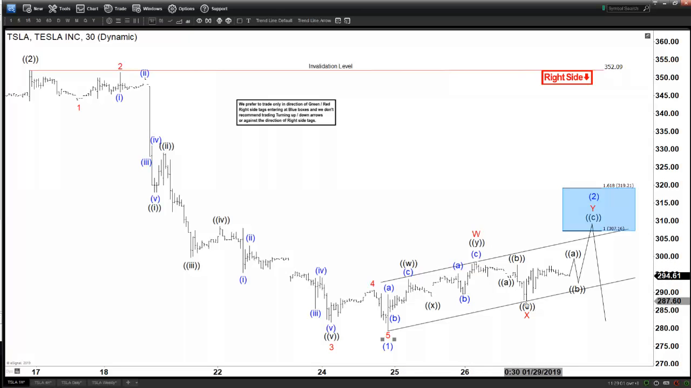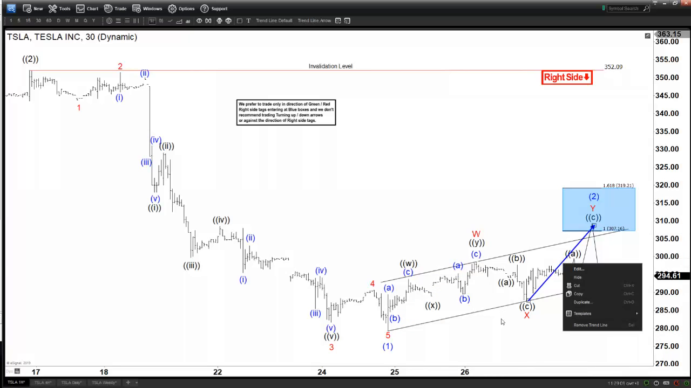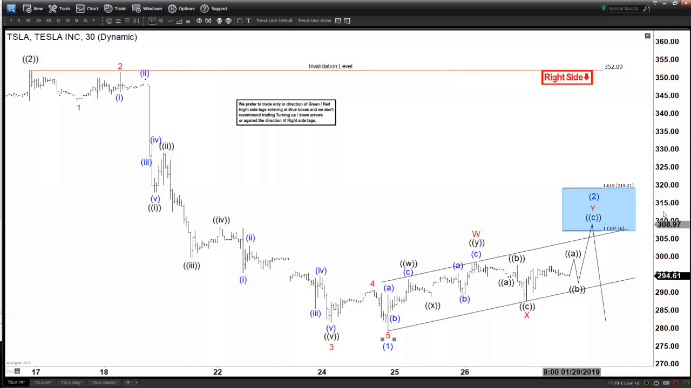And now the target for the Y in red equal to the W is going to be $307, right? That will be the potential area where Tesla is going to fail the rally and then start to sell off again in wave 3 of 3. That will be a significant sell-off if that happens, because it's a wave 3 of 3. Supposedly it's a pretty strong move to the downside if this count is correct, right?